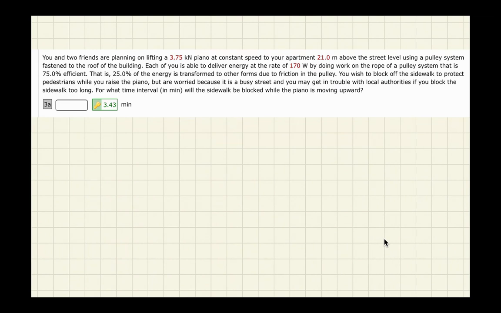Again, for this next problem, we're lifting a piano at a constant speed using a pulley system, right? We're given a power of each person. So my givens, power of each person, the total power would be double that, 2 times the power for each person. We're given a gravitational weight of the piano, and we're given a delta x, a height of that piano that we have to lift it to.